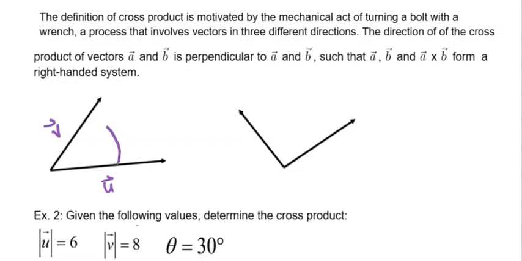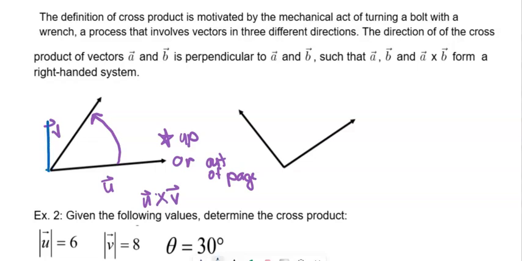Okay, let's look at this first set here. Let's say I'm going from U to V. I want to go U cross V. So if I put my hand along U and then I move it towards V, the direction of my thumb is up and out of the page. So this first one is up, however you want to think about it. I could maybe even try to draw it in there. So this goes up like that, and that's perpendicular.